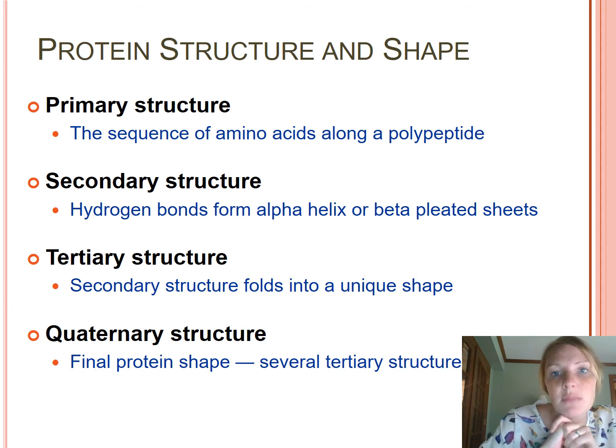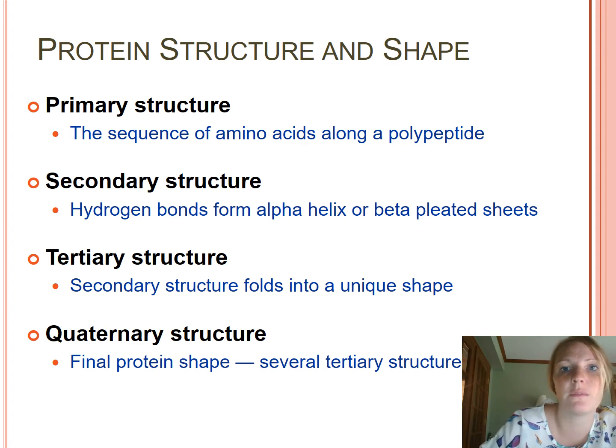So the way that the amino acids are strung together is called the primary structure. So maybe you'd have an alanine and a valine and a tryptophan, and it's just a very specific order. It's called the primary structure. Sort of think of multicolored beads on a string.